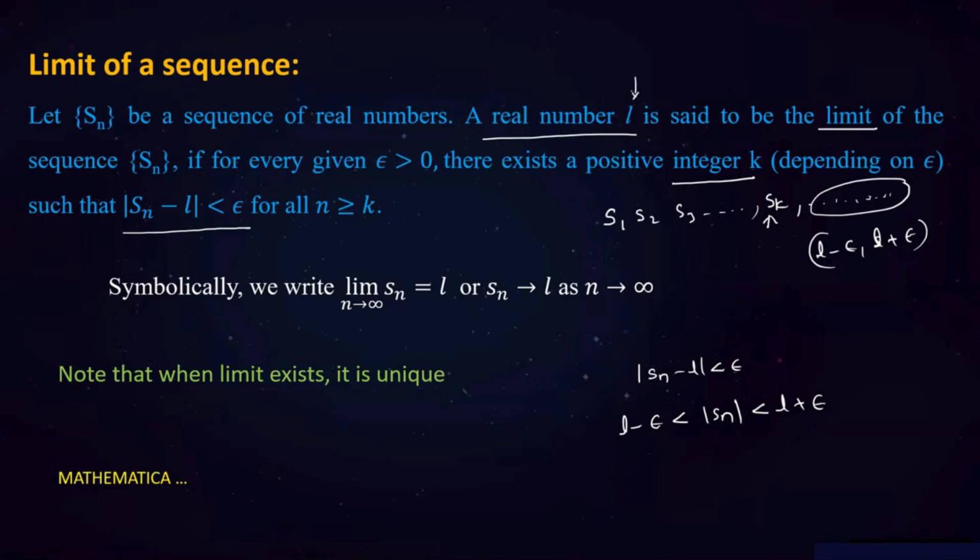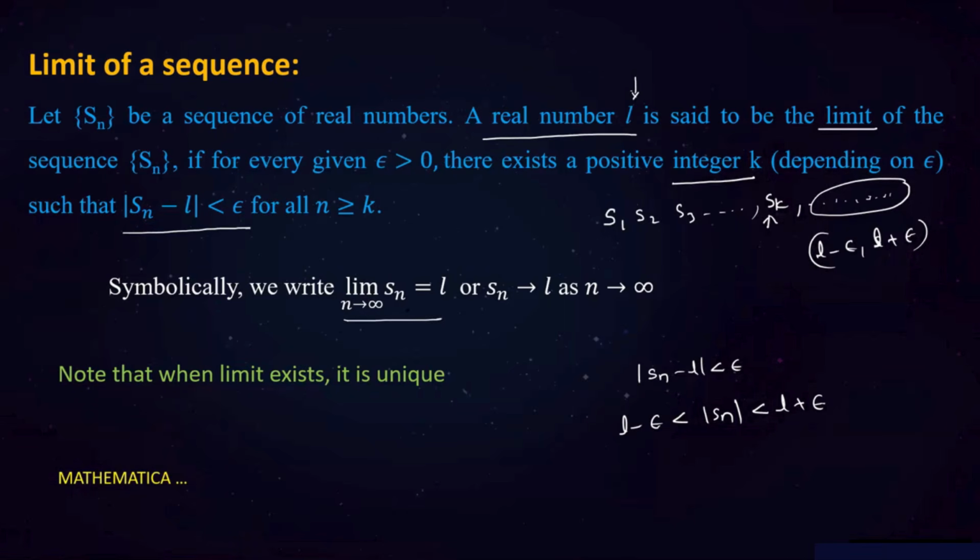Understand what it is? You will get some kth term in the sequence. After this kth term, you will still get so many numbers. If all those numbers, not one or two, if every number after this kth term lies in between L minus epsilon and L plus epsilon, then we say the sequence has a limit, and that limit is exactly L. Symbolically we write it like this: limit n tends to infinity, Sn equals L.